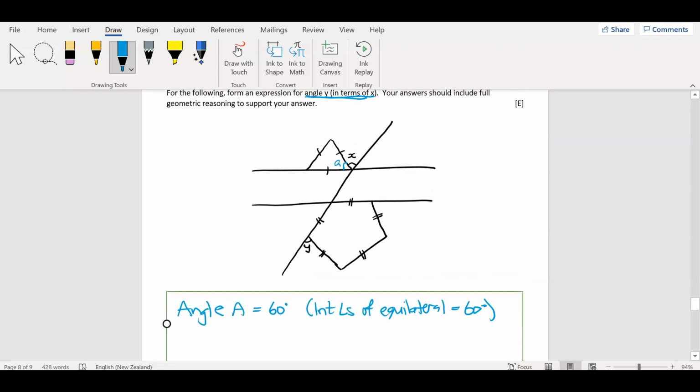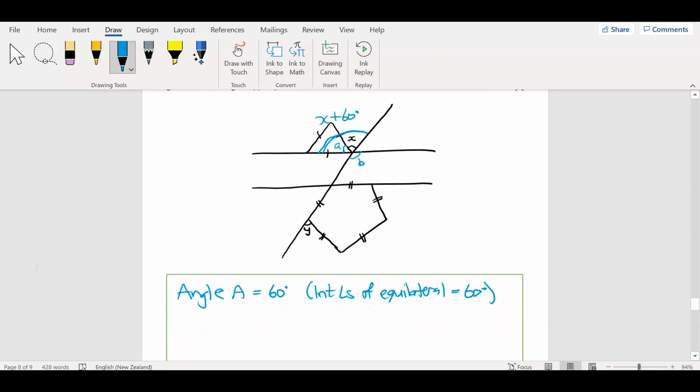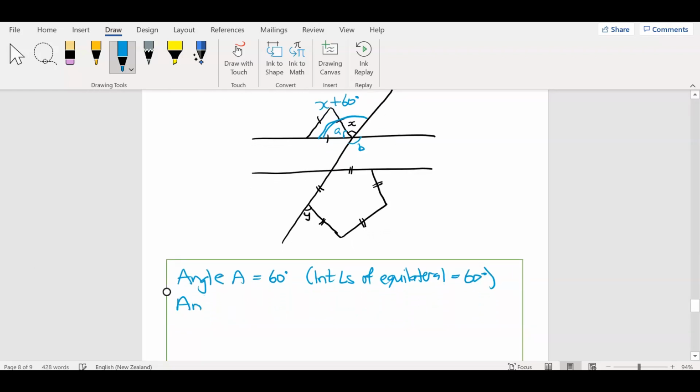And what that tells us now is, if you think of this big angle here, that there is going to be x plus 60 degrees. So we're going to move on to the next bit. So we're going to move on to angle B here. So angle B is vertically opposite to the A and X. That means they're going to be the same.